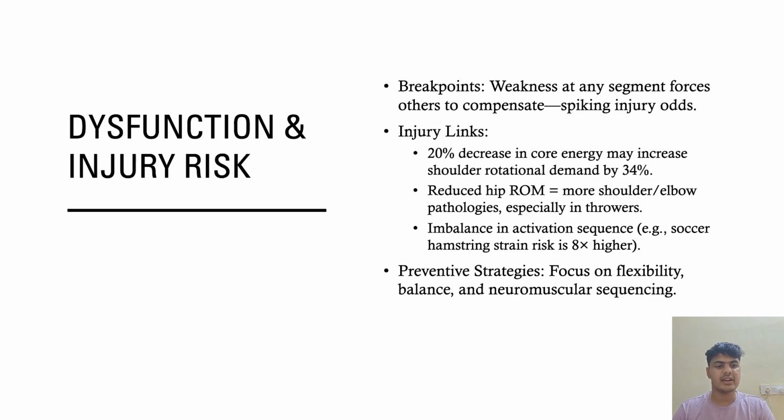So preventive strategies focus on flexibility, balance, and neuromuscular sequencing, as we told before. For flexibility, make sure that the different joints in the body have the perfect flexibility and range of motion. The muscle should be able to allow the joint to move through the whole range of motion.